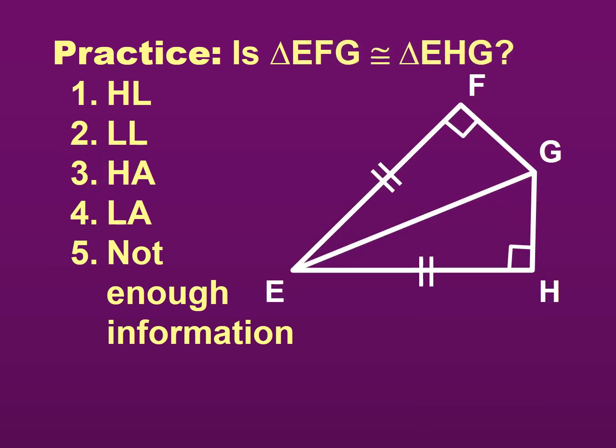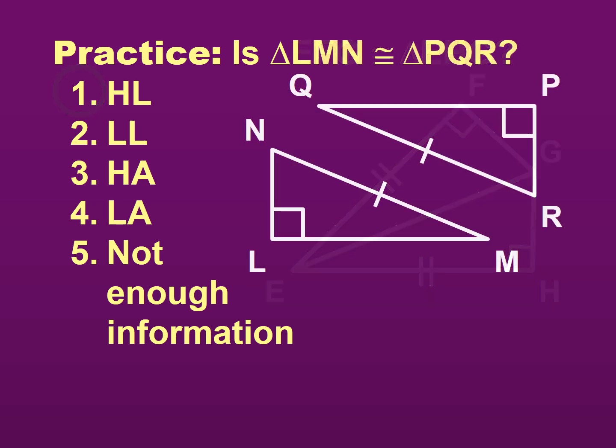Okay, so for this one, we have our right angle, we have a leg, and then we also have the hypotenuse. So we have a leg and we have a hypotenuse, which means that we have hypotenuse leg. So for this one, we have our hypotenuse, but that's all. That's all we know that's congruent. We just have the hypotenuse. So because of that, we don't have enough information.